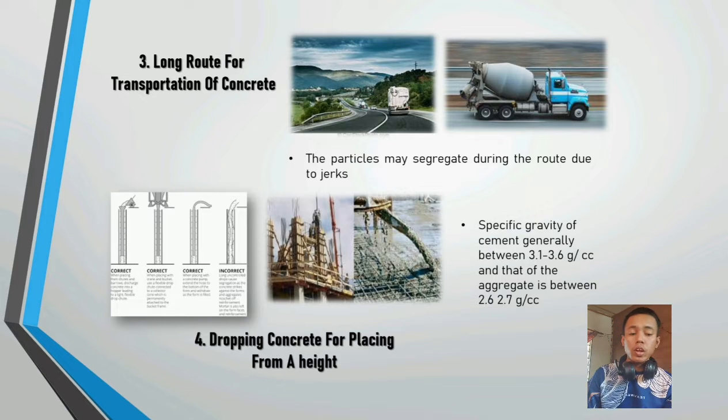This is because of the difference in the specific gravity of particles. The specific gravity of cement is generally between 3.1 to 3.6 g/cc, and that of the aggregates is between 2.6 to 2.7 g/cc. Because of this reason, the aggregates and cement particles tend to separate from each other.